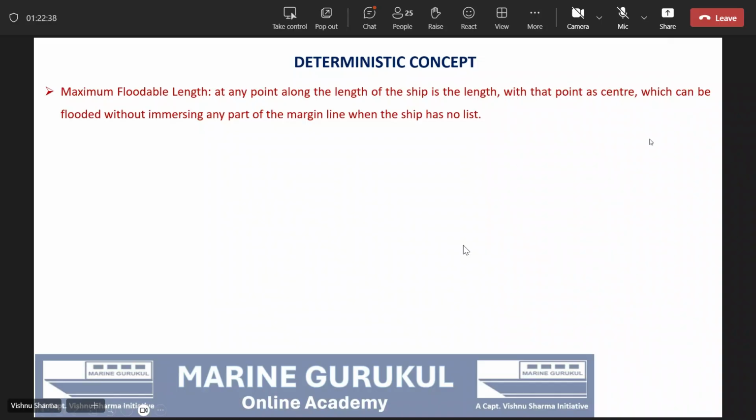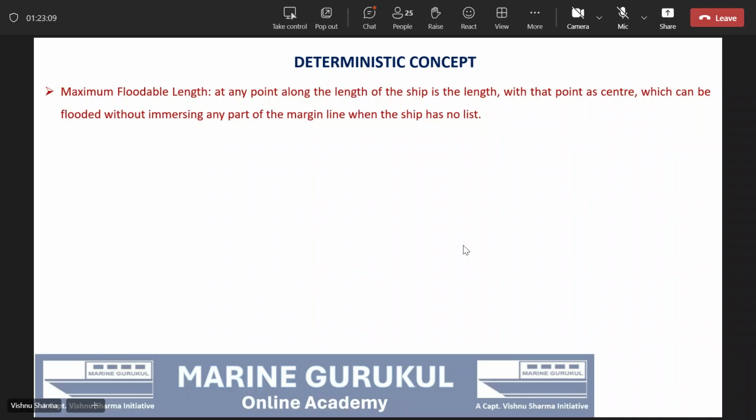Now, whatever we have seen will be repeated on the screen, and if you have not understood anything, please let me know. Now, what is maximum floodable length? Maximum floodable length at any point along the length of the ship is that length with the point in question as the center, which can be flooded without immersing any part of the margin line when the ship has no list. That means like this, guys.